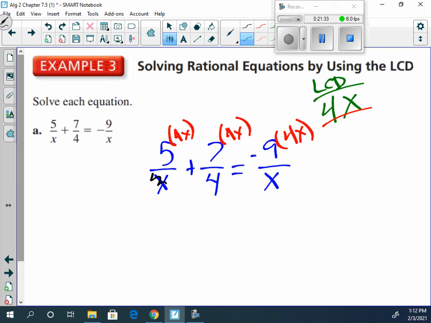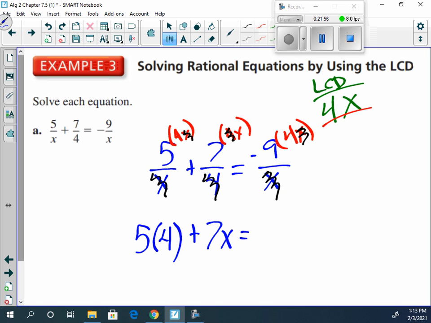Well, here the x and x will cancel. Here the 4 and 4 will cancel. Here the x and x will cancel. And let's see what we're left with. Well, in the first one, we're left with 5 times 4 plus. In the middle one, we're left with 7 times x. And the last one, we're left with negative 9 times 4. So we get this here.